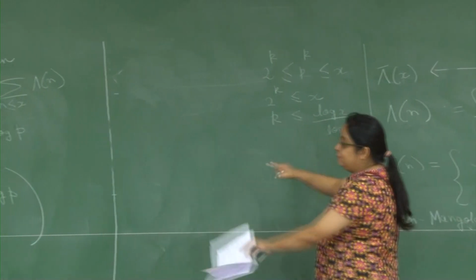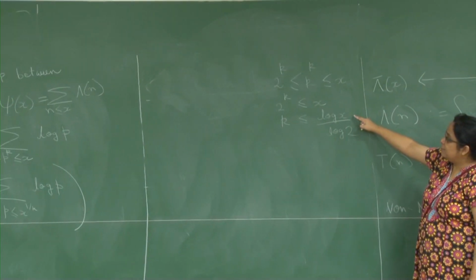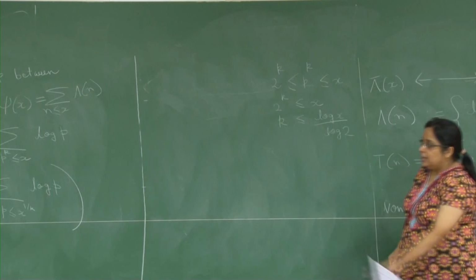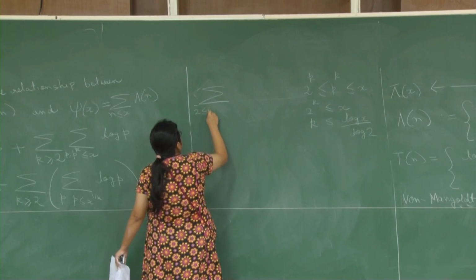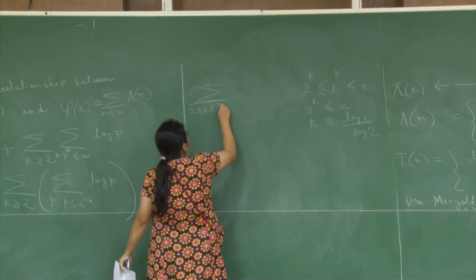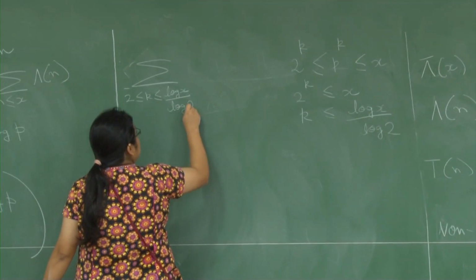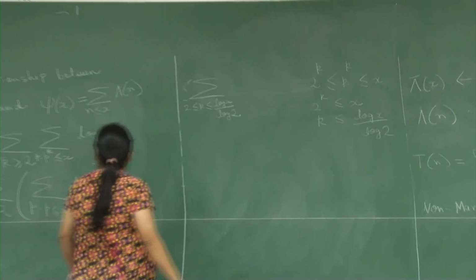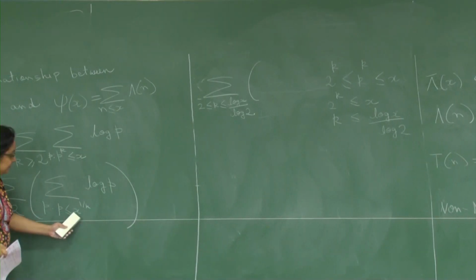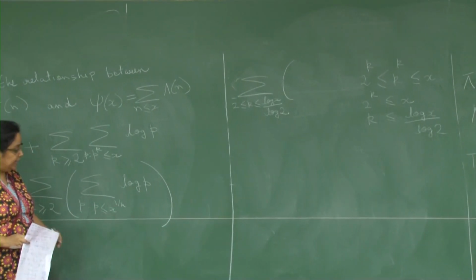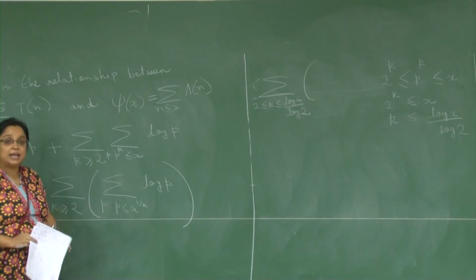So, this is not an infinite sum. This sum is stopping at the very worst possible case at log x over log 2. So, this sum can be written as 2 less than or equal to k less than or equal to log x over log 2, and in the inner sum what you have is, if p is less than or equal to x raised to the 1 by k, since k is greater than or equal to 2, it is certainly less than or equal to x to the half.